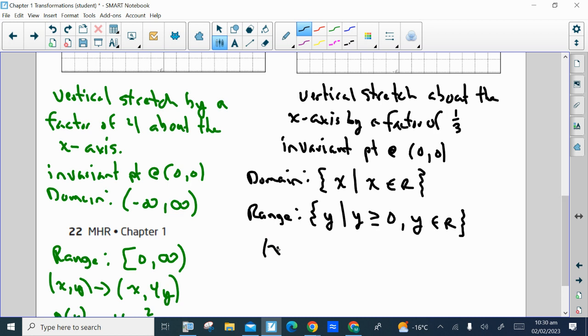So our mapping notation, again, all the y values are multiplied by 1/3, so x comma y maps into x comma 1/3 y. And our new equation, once again, we have an a value of 1/3. A is in front of the x. It's a coefficient. It's separate from the x. So that would be the new equation. Okay?